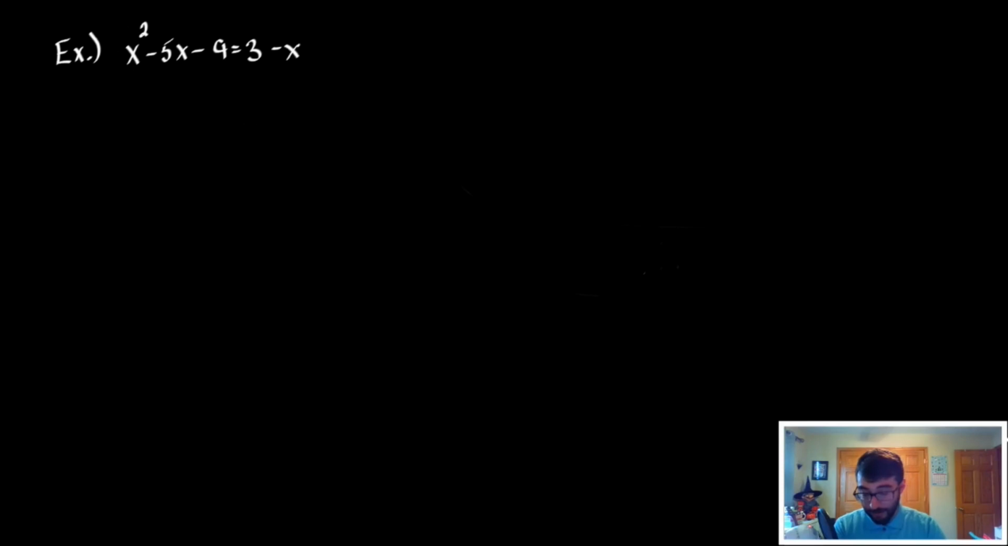We have x squared minus 5x minus 9 is equal to 3 minus x. Now, the first thing that you need to do when solving by factoring is to get everything on one side of the equation. So I'm going to move the 3 and the x over to the left-hand side of the equation. That way, everything is on one side.